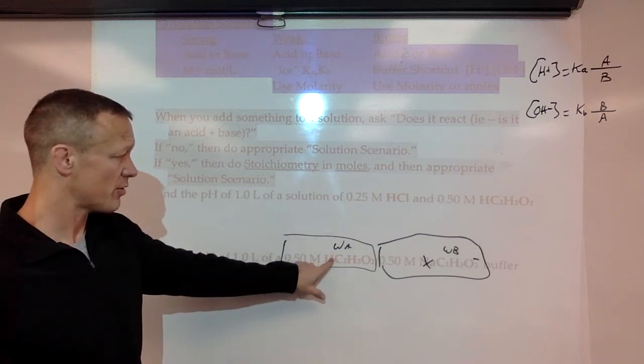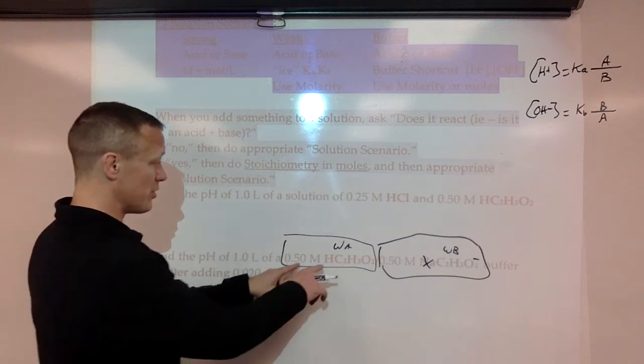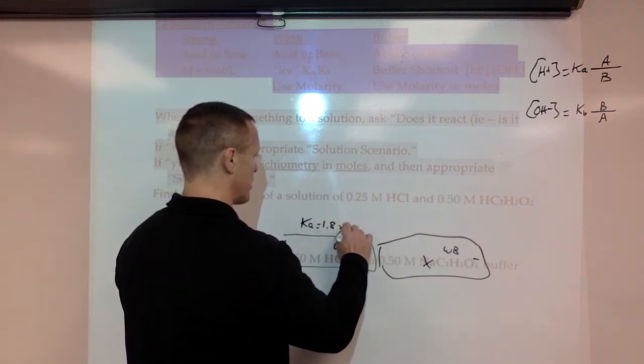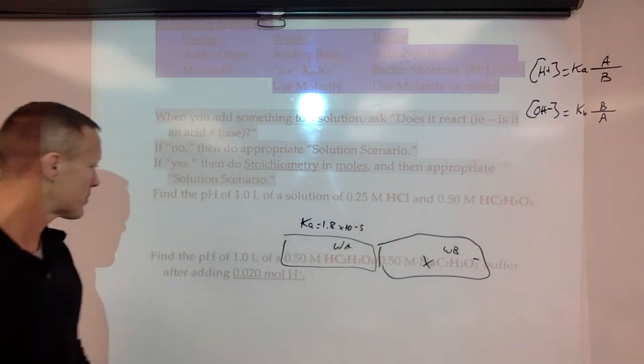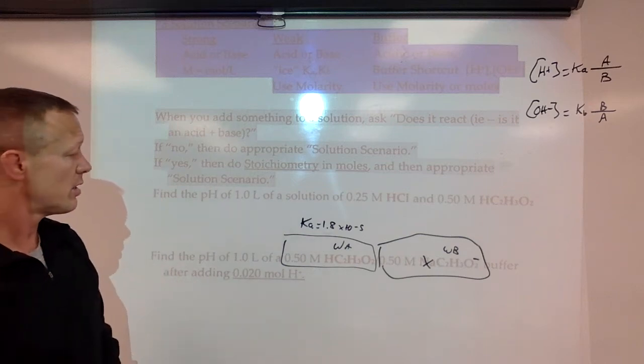I know this Ka value, and I also can figure out that Kb value, so I can use either one of those. I'm going to tend to use just this one. So our Ka in this case is 1.8 times 10 to the negative fifth, for that. Obviously, we could get the Kb of that if we wanted to use that as well.